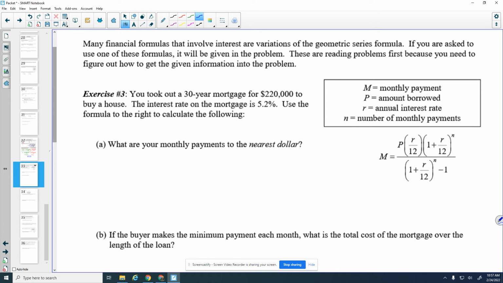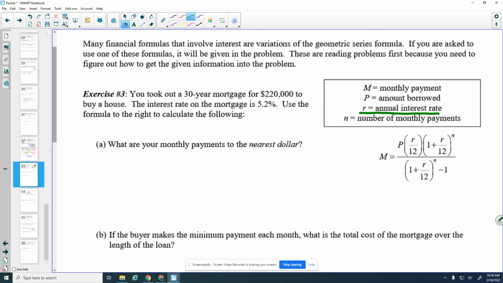So that says up here, many financial formulas involve interest or variations of the geometric series formula. Here we are looking at our first one. So I see this kind of complex formula. Now here, I want you to notice that R is the annual interest rate. So this is the R we're used to using. So we're going to leave it as R, where we take a percent and we move the decimal, and that's R. And that's why we really changed the other one to B, so you can tell the difference between the two.